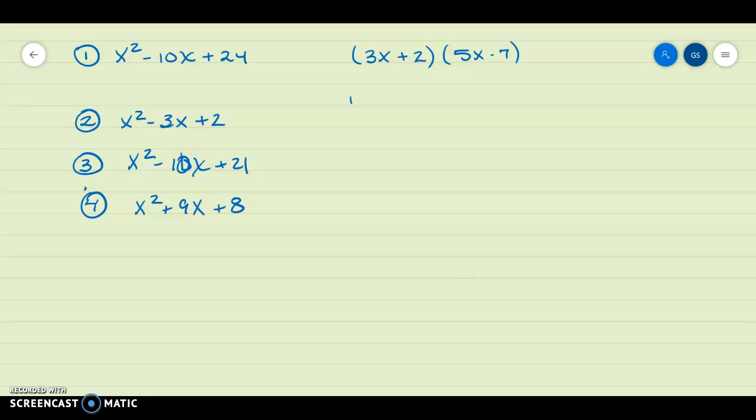Okay, so again, I'm going to do FOIL. You can do box if you like. Okay, so first times first is 3x times 5x. That's 15x squared. X times x is x squared. Then we have the outside, 7 times 3x, which is going to be 21x. Then we have your insides, which is going to be 2 times 5x, which is 10x. And then your last, which is going to be 2 times 7, which is 14. And I combine like terms.